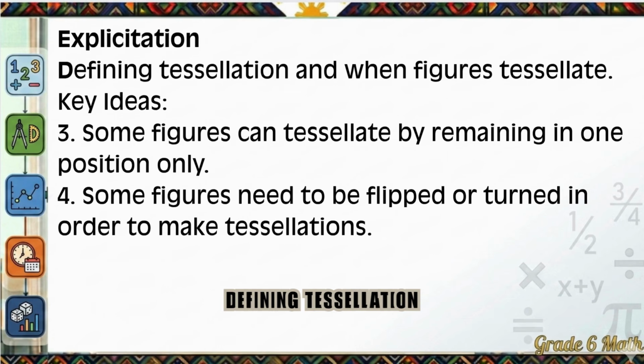Explicitation. Defining tessellation and when figures tessellate. Key ideas. 3. Some figures can tessellate by remaining in one position only. 4. Some figures need to be flipped or turned in order to make tessellations.